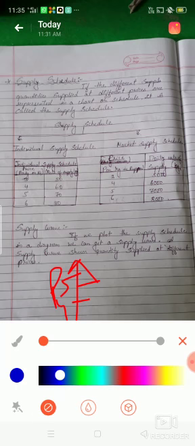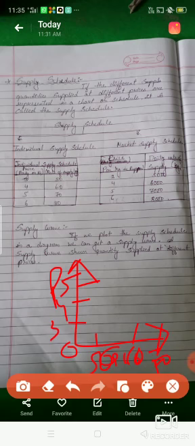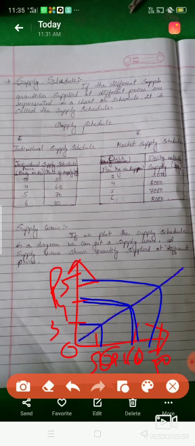So when the price was 3, quantity supplied was 50. When price was 4, quantity supplied was 60. When price rises to 5, quantity supplied was 70. So you can see it is upward rising. This is your supply curve. Thank you students.